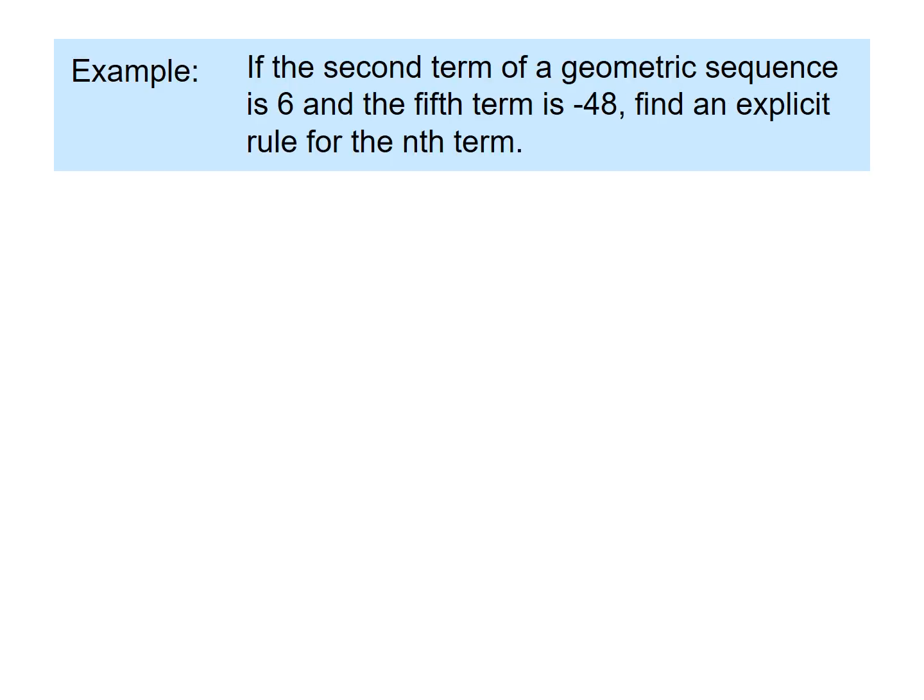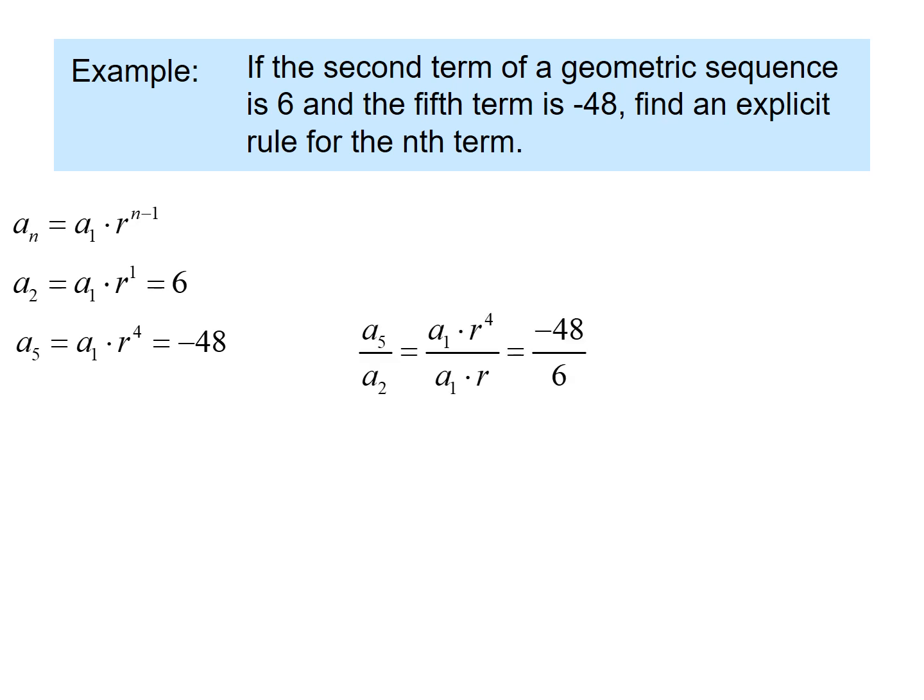And so let's just take a look at an example here. We have a geometric sequence. We know that the second term is 6, the fifth term is -48. We want to find an explicit rule for the nth term. So we know that a sub n is a sub 1 times r to the power of n minus 1. So a sub 2 would be a sub 1 times r to the power of 1, and we know that that's 6. A sub 5 would be a sub 1 times r to the power of 4. We know that that's -48.